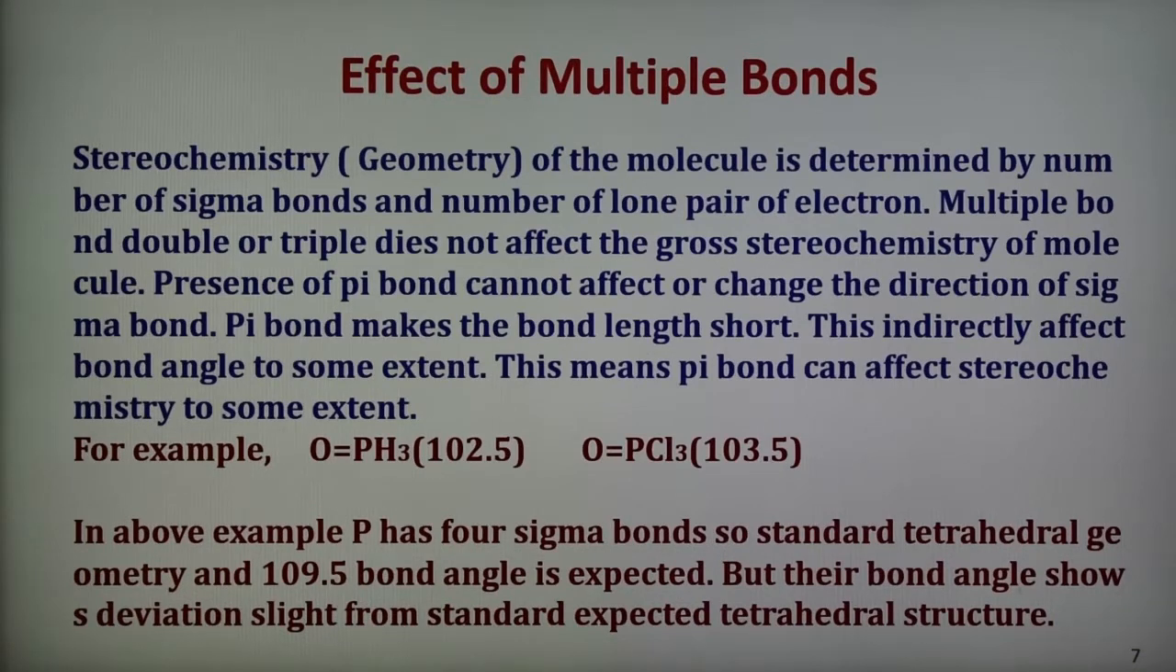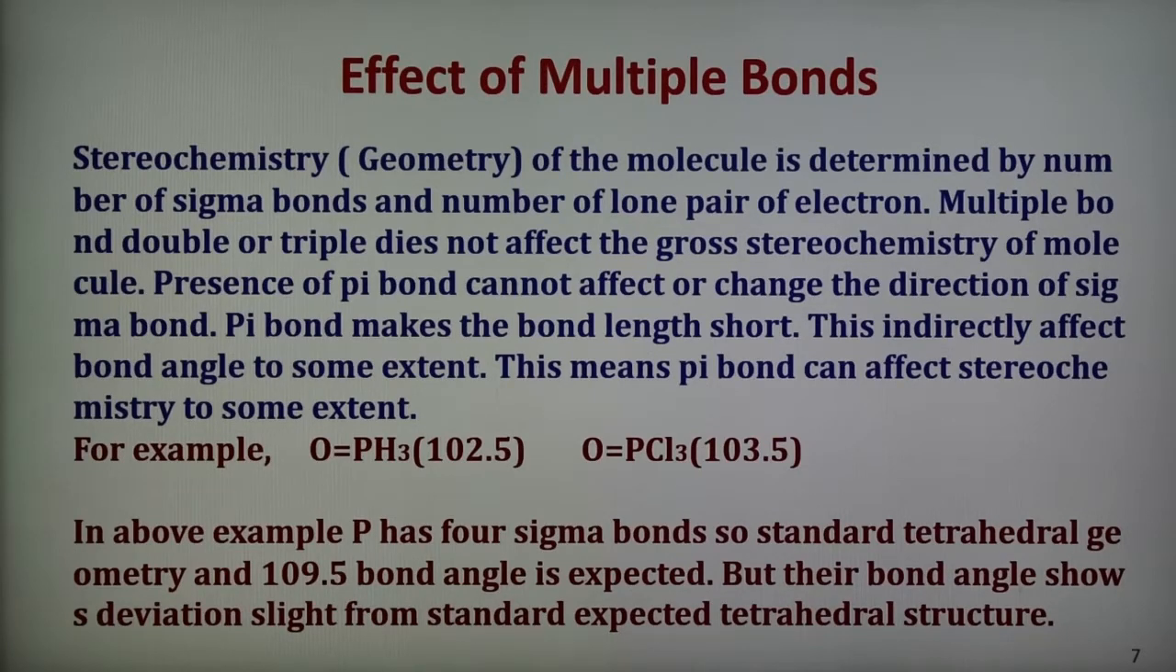Now another factor is the effect of multiple bonds on the geometry of the molecules. In the case of multiple bonds, the geometry of the molecule is decided by the number of sigma bonds and the number of lone pairs of electrons. A multiple bond, that is a double bond or triple bond, does not affect the geometry of the molecule. The presence of a pi bond cannot change the direction of a sigma bond.